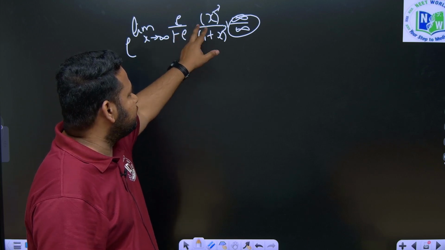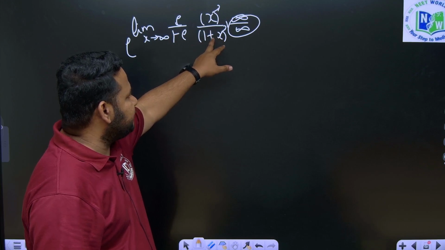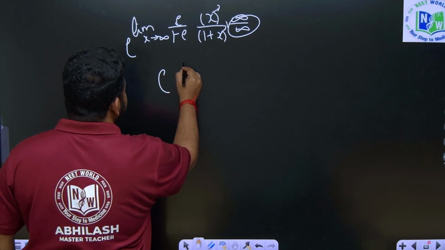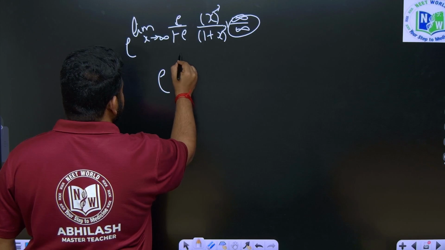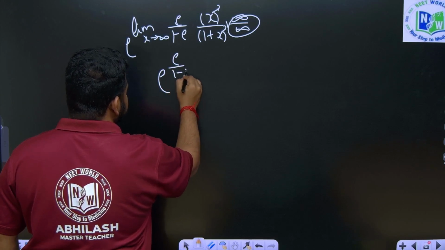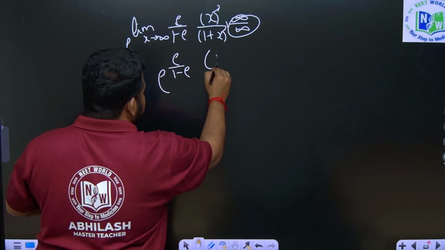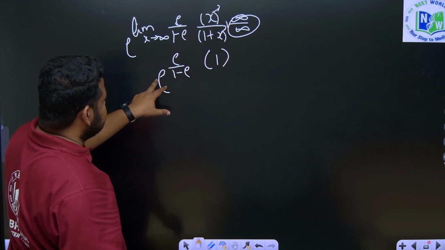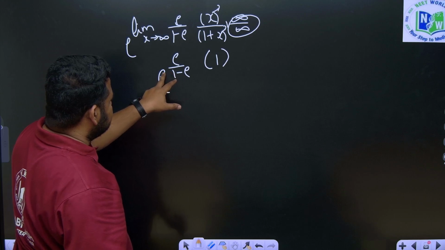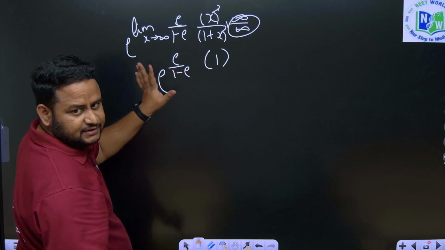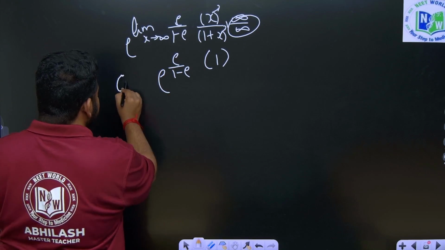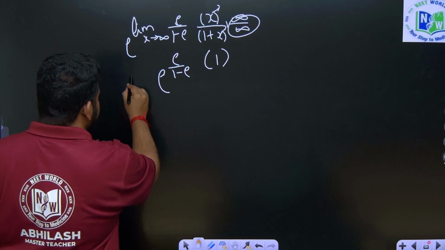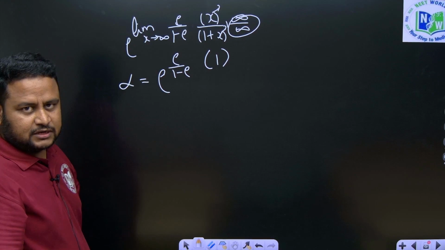Here the coefficient of the highest power of the numerator is 1, and the coefficient of the highest power of the denominator is also 1. So this is 1 by 1. So we get e power, e by 1 minus e, e power 1 by 1, which is nothing but 1. So the value will be e to the power of e by 1 minus e. Okay, this value is nothing but equal to alpha. Alpha is equal to this much.